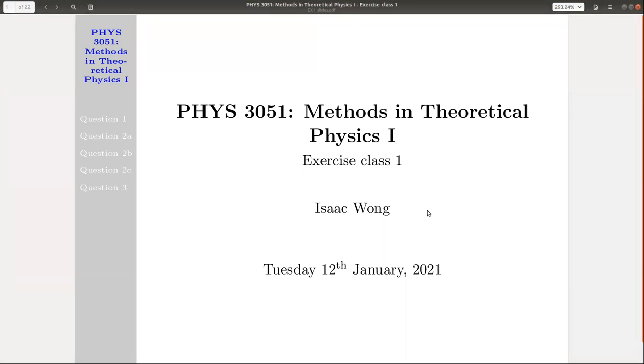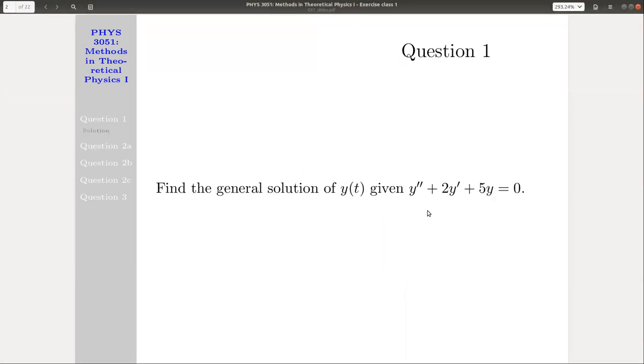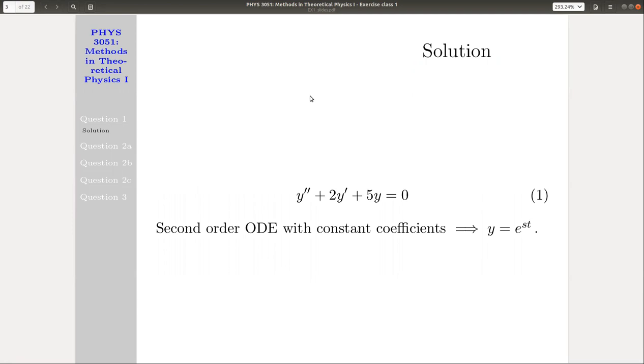So the first question is a very simple second order homogeneous differential equation. Whenever you see this type of differential equation, the simple thing to do is just to plug in a trial solution. For this type of equation, that trial solution will simply be an exponential, which is e to the power st.